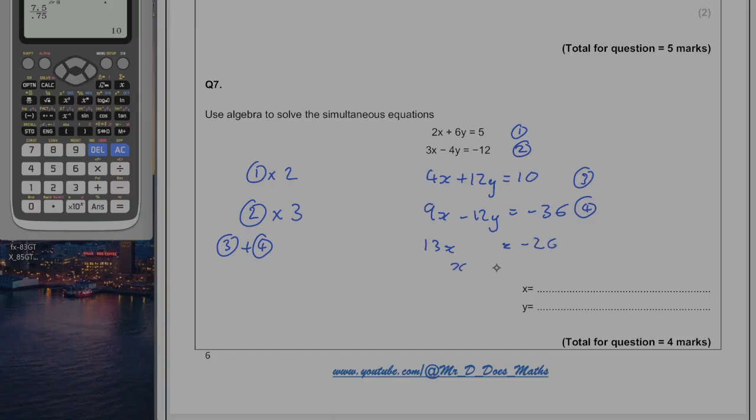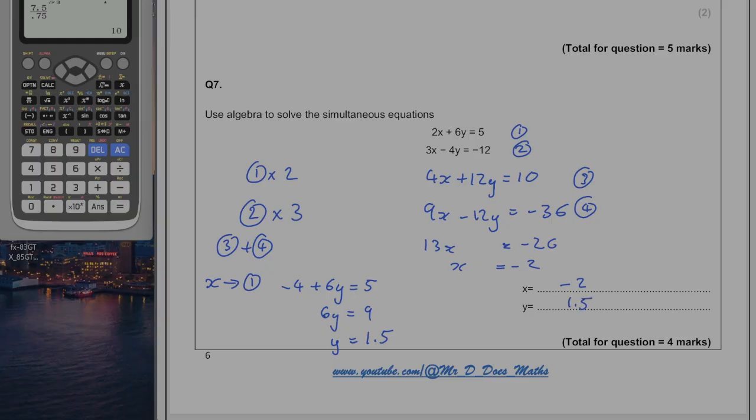So x would be equal to minus 2. Right, I'm going to take that value for x and place it into one of my two original equations. I'm going to go equation 1. So 2 lots of x is going to become minus 4 plus 6y is equal to 15. If I add 4 on both sides, that would give me 6y is equal to 9. And then divide both sides by 6, y would be equal to 1.5. So I've got x is minus 2 and y is 1.5.